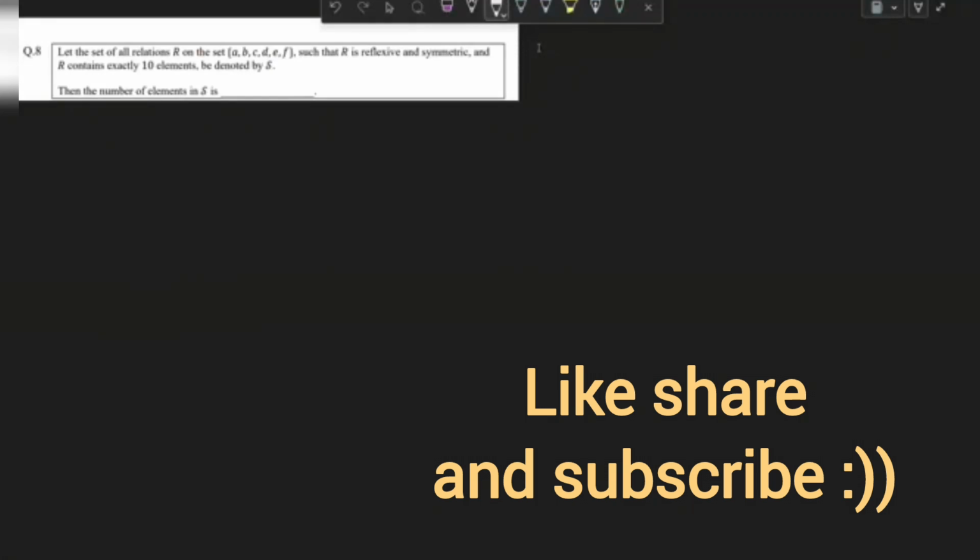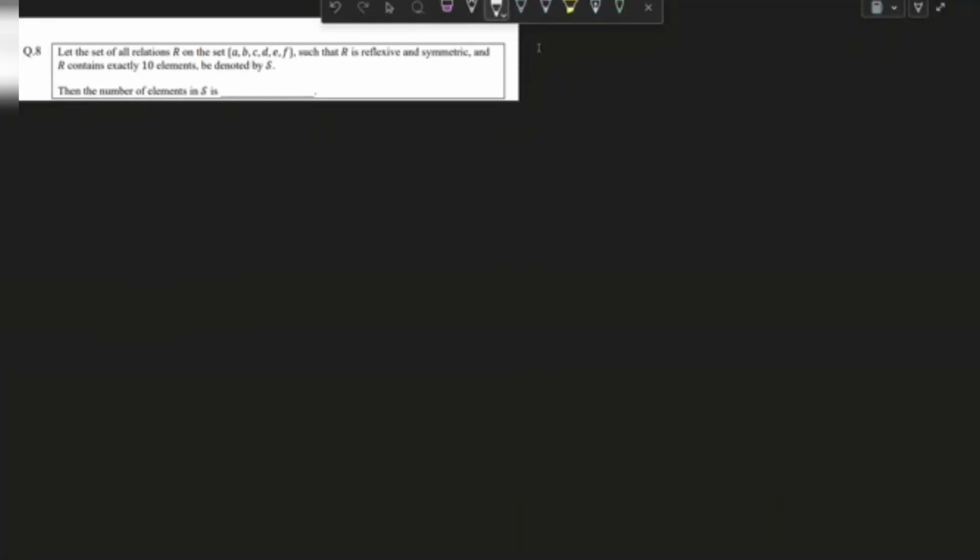Hello guys, welcome back. Today I will discuss the rest of the questions of the JEE Advanced 2025 paper 1. So this is the first numerical type question. I had discussed up till the multiple choice in the last video. So going with this question, I will read it out once.